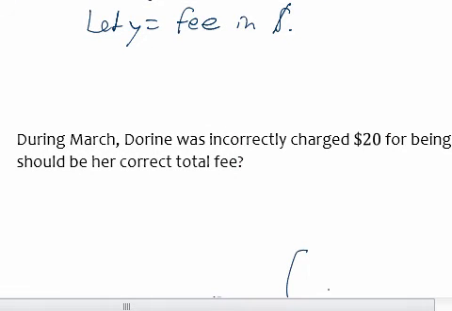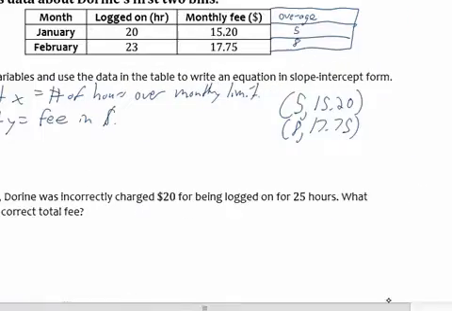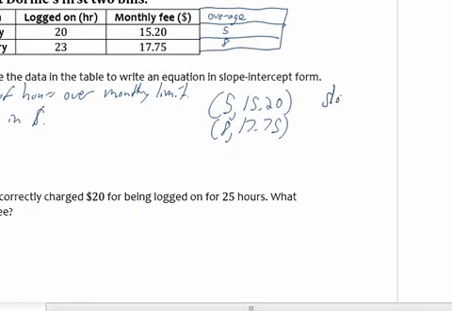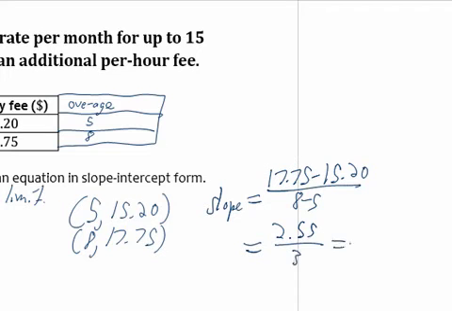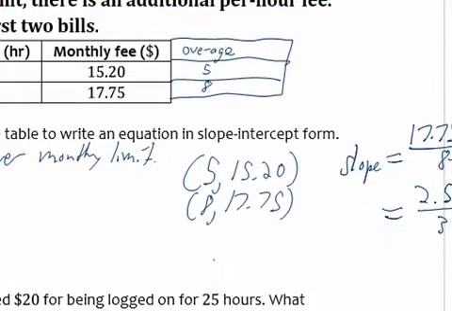So let's quickly move over here and do a slope calculation. Slope is equal to the change in y over the change in x, so 17.75 minus 15.20 over 8 minus 5 gives us 2.55 over 3, which is 0.85. That 0.85 would actually represent the additional per hour fee.